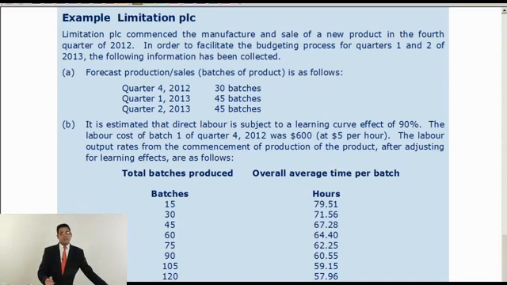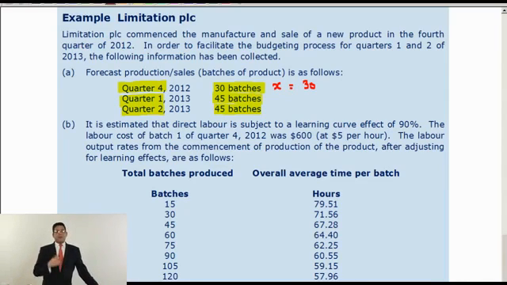Forecast production or sales, which is in batches of product, is as follows. So in quarter number 4, which is the very first quarter, 30 batches, that's the forecast. In quarter number 1, which is the second quarter in continuous order, another 45 will be made. And then in the third quarter, which becomes quarter number 2 of 2013, another 45 batches will be added. So can I say, based upon the information provided, when quarter number 4 ends, X will equal 30, because in total the cumulative number of batches was 30 when quarter number 4 finished. So cumulative production of quarter 4 is 30.